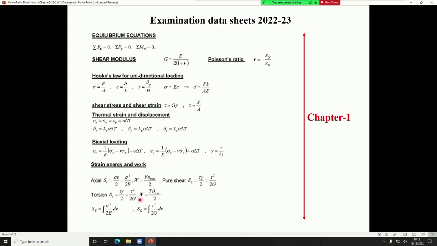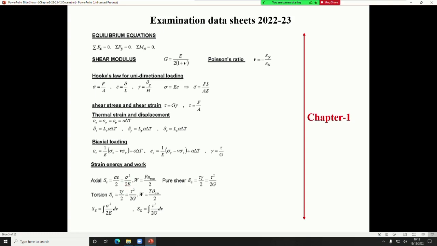You also were introduced to the concept of strain energy, and I showed you a few examples. I showed you that the strain energy stored per unit volume of a component which is subject to normal stress is equal to sigma squared divided by 2E, and it doesn't matter which type of load is applied. Is it bending? Is it any other type of loading? We can use this equation to find the energy stored per unit volume.